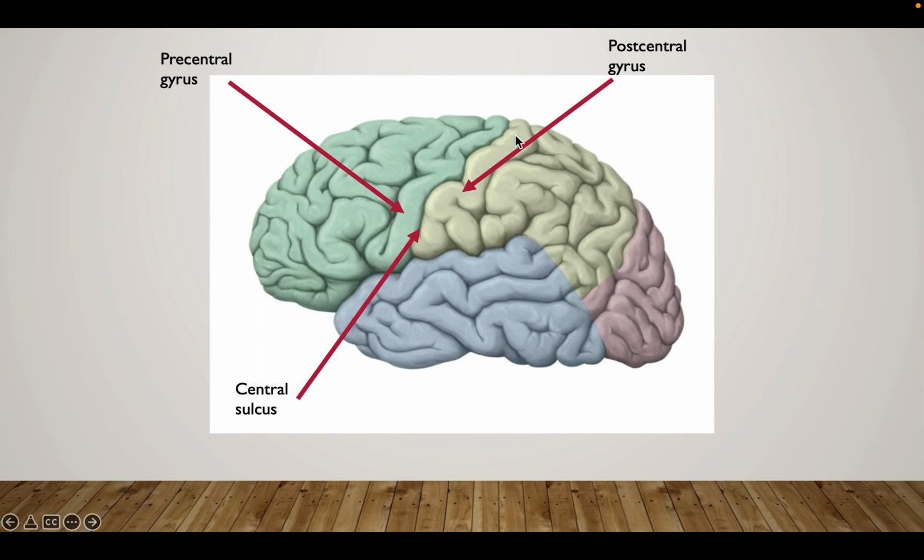Likewise, you have one that is just behind, or post meaning behind the central sulcus, that we'll call the postcentral gyrus. Okay, so these are the structures of the brain: postcentral gyrus, precentral gyrus. We will associate something called a functional area with each of these gyri. The postcentral gyrus will get a functional area, and the precentral gyrus will get a different functional area.